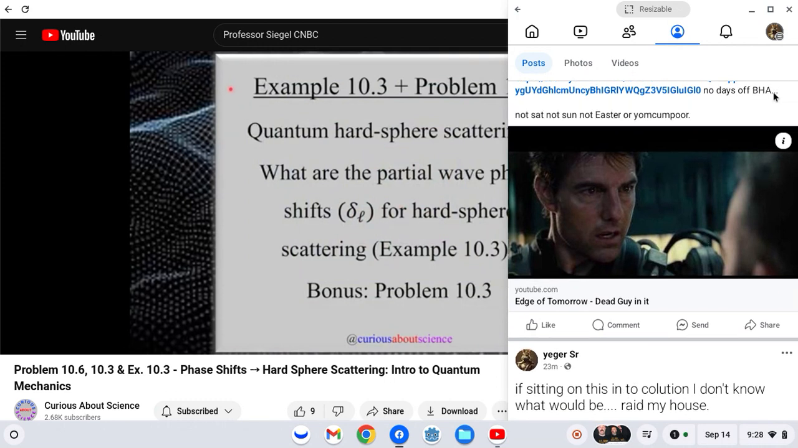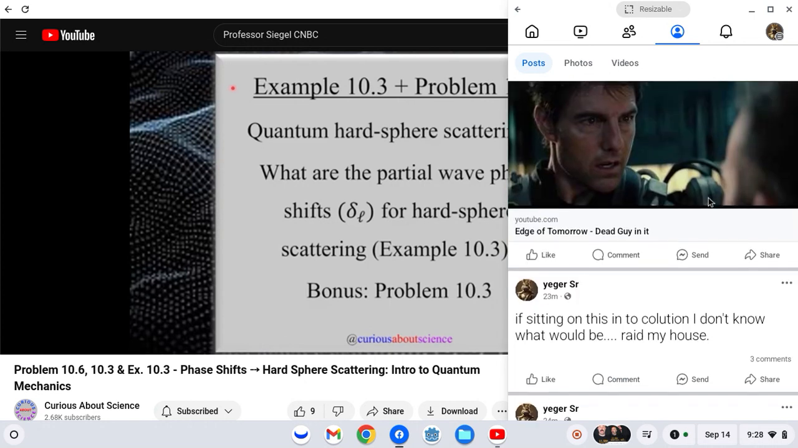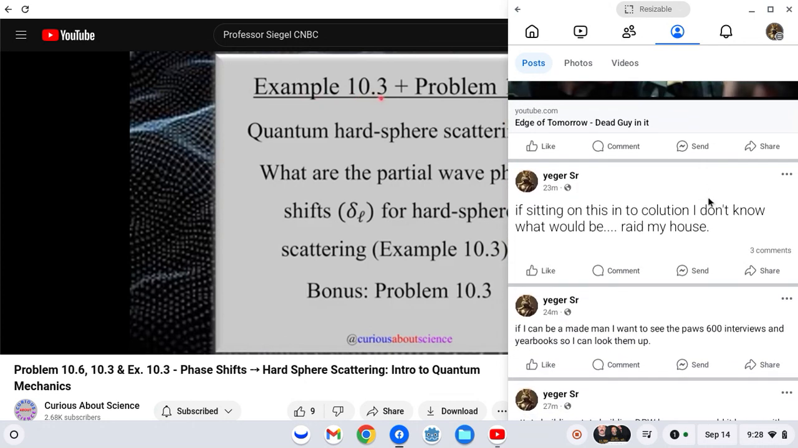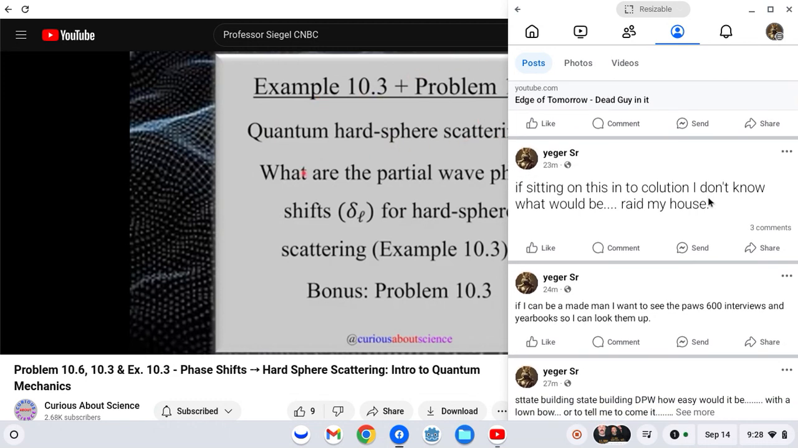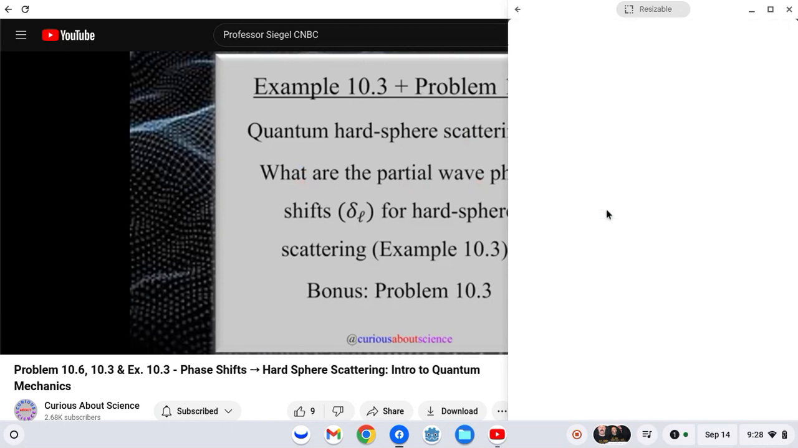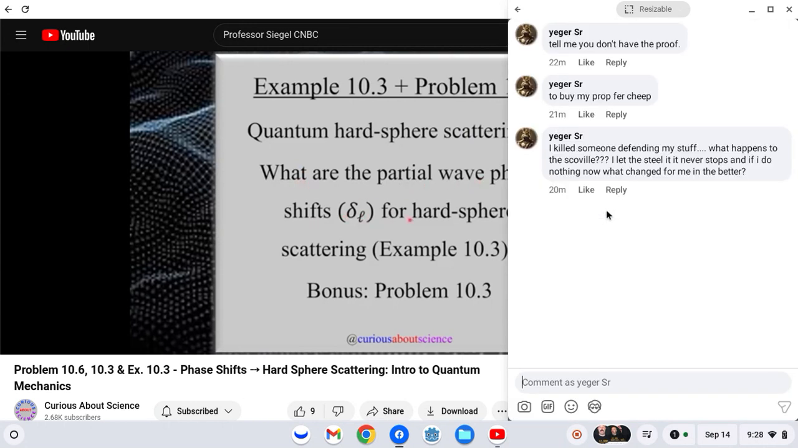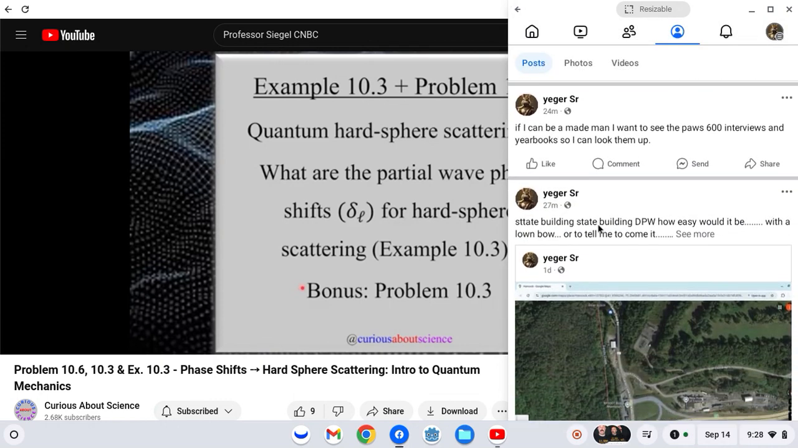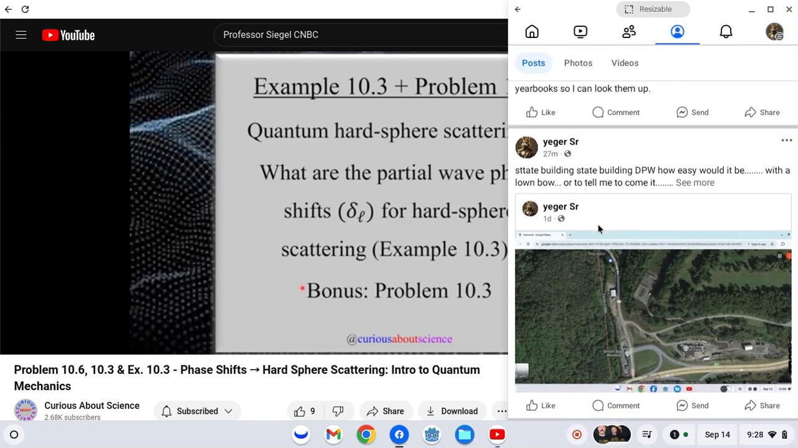But in order to tackle this problem, we actually have to go through quite a few things. We'll start with example 10.3, which is the quantum hard sphere scattering, and then we'll get to problem 10.6, which is what are the partial wave phase shifts, delta L, for hard sphere scattering that was done in example 10.3. And in the process of doing this, we'll also cover problem 10.3. So you're actually getting a 3-for-1 here, and it's actually going to be a lot of fun.